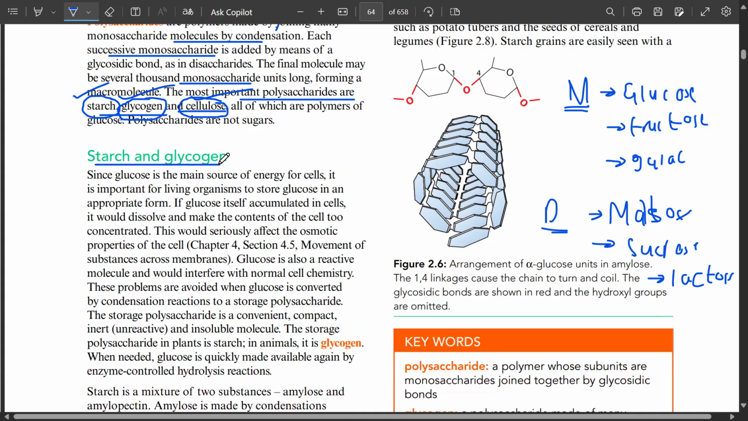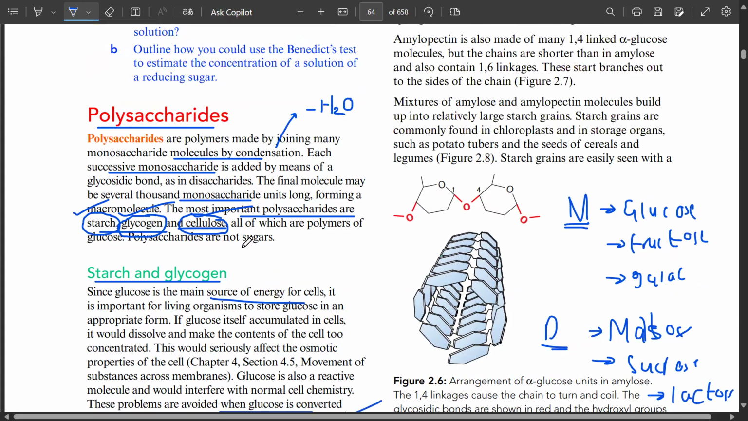Let's talk about starch and glycogen. Since glucose is the main source of energy for cells, it is important for living organisms to store glucose in an appropriate form. If glucose itself accumulated in cells, it would dissolve and make the contents of the cell too concentrated. This would seriously affect the osmotic properties of the cell and the movement of substances across the membranes as well. Glucose is also a very reactive molecule and it would interfere with the normal cell chemistry. So these problems are avoided when glucose is converted by condensation reaction to large polysaccharides.